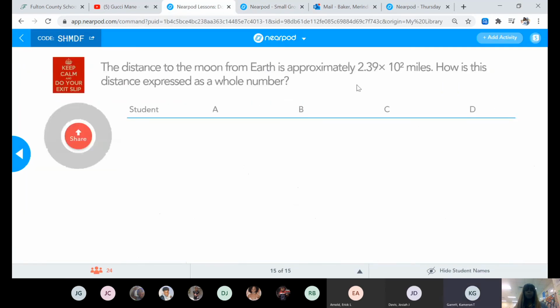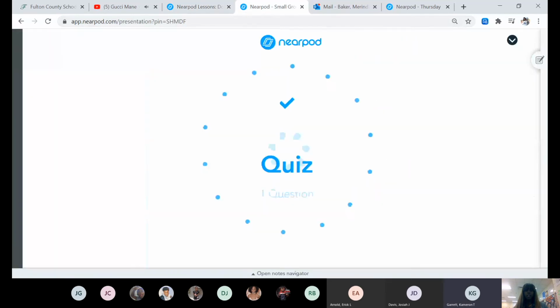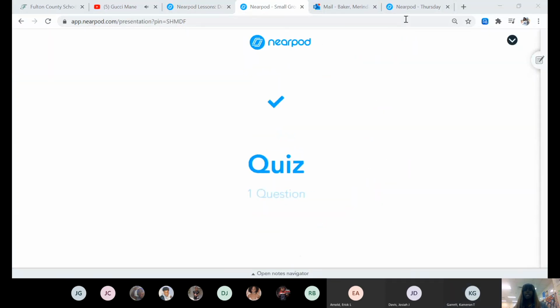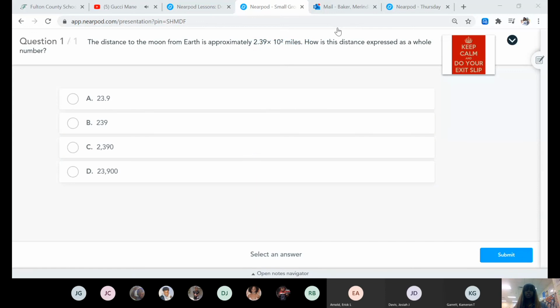Make sure you got that paper and pencil that I told you about. Go ahead and do your exit slip. It's just one question. It says the distance to the moon from Earth is approximately 2 and 39/100 times 10 to the second power. How is this distance expressed as a whole number?